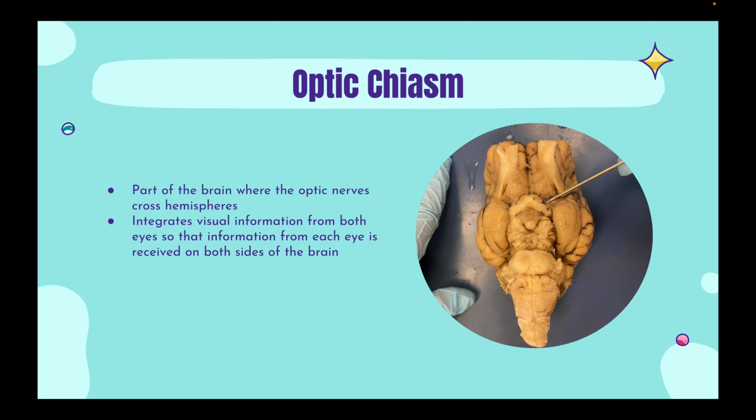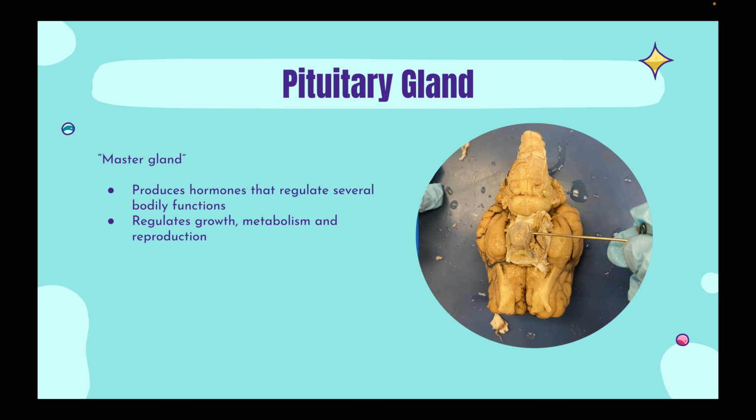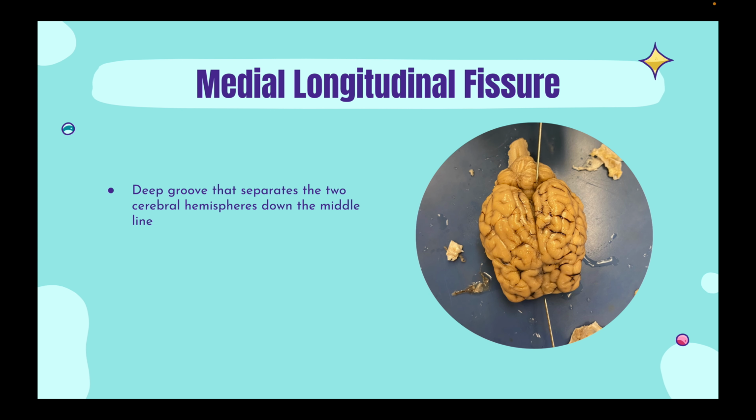The optic chiasm is part of the brain where the optic nerves cross hemispheres, and they integrate their visual information from both eyes so that the information from each is received on both sides of the brain. The pituitary gland is also known as the master gland and produces hormones that regulate several integral bodily functions. They regulate growth, metabolism, and reproduction.